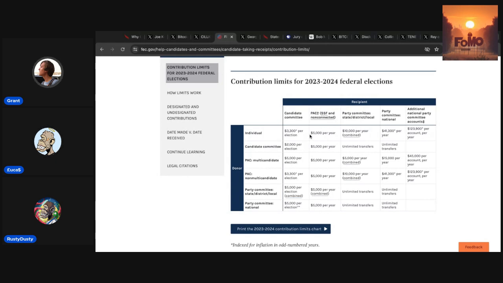Right there, you're completely right. $5,000. It might be with regards to corporations, or LLCs or other incorporated entities. I mean, this table makes it pretty clear. Like, I don't know what this is talking about. They could do unlimited transfers to this stuff, like party committee, district local, party committee national. If they want to do that, they could donate $1 million to the RNC. It looks like.